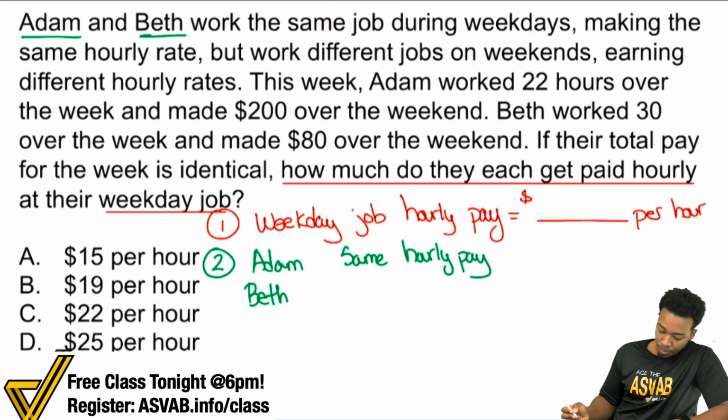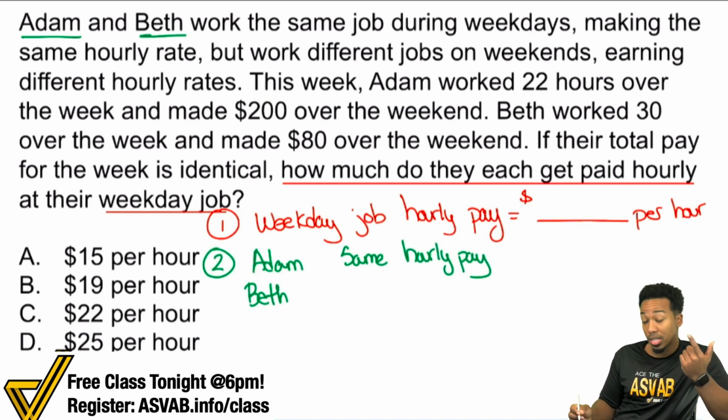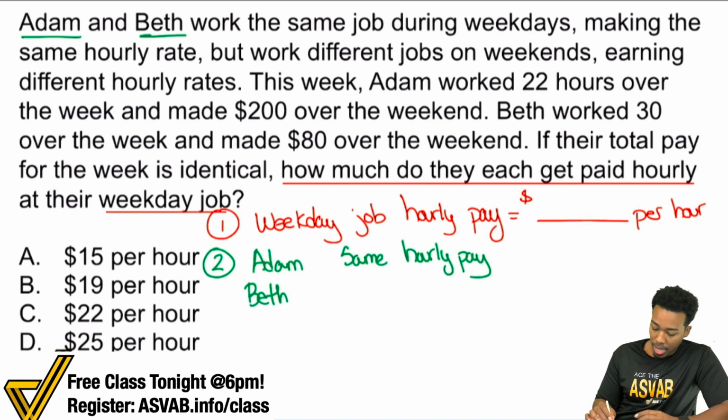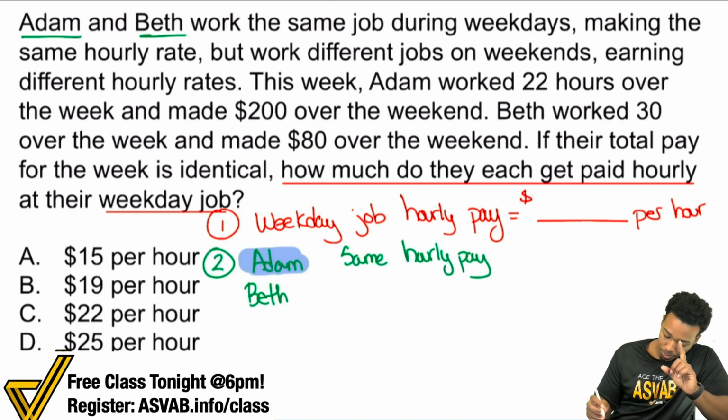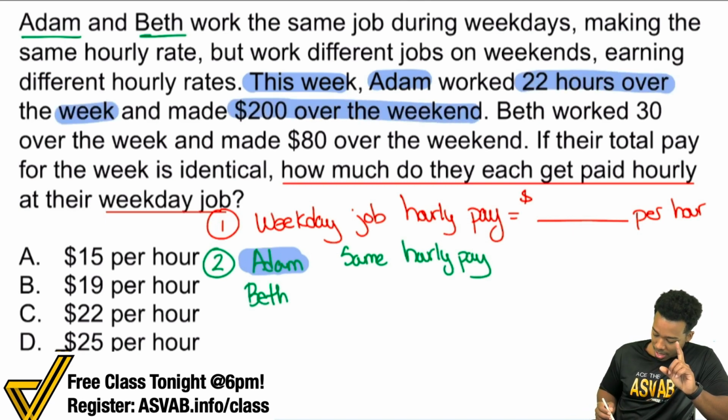Okay, sounds good. And they both work the same job on the weekdays, and then they work different jobs on the weekends. Okay, no worries. And now going ahead here, earning different hourly rates. This week, Adam worked this many hours with this much over the weekend. So let me just go ahead and highlight Adam with blue right here. So this week, Adam, 22 hours over the week, 200 over the weekend. If I highlight Beth with purple, Beth, 30 hours over the week, and made 80 over the weekend.